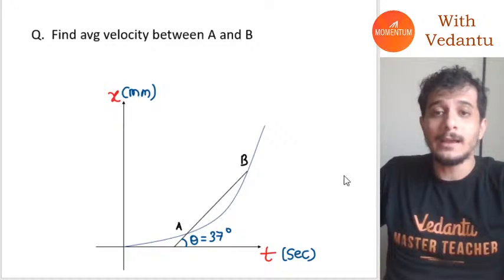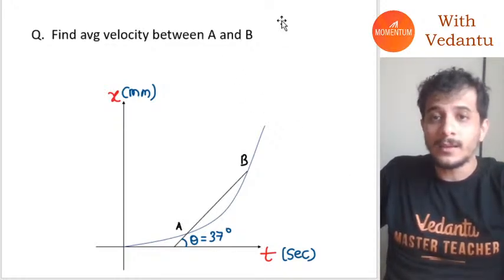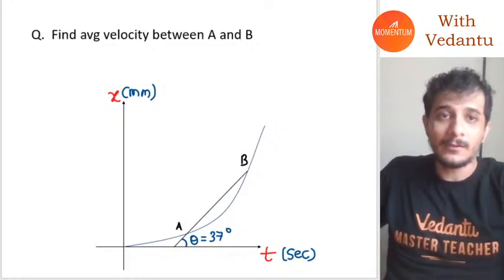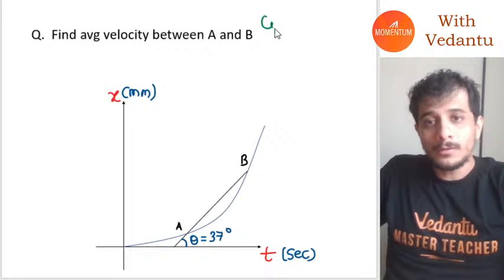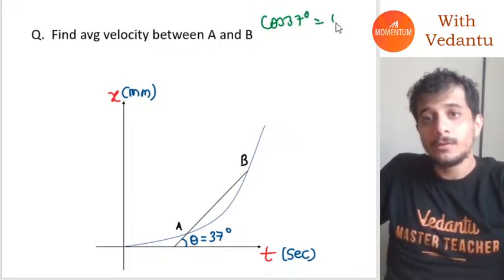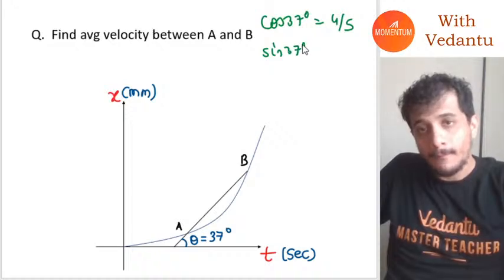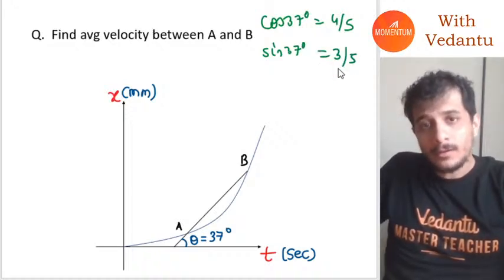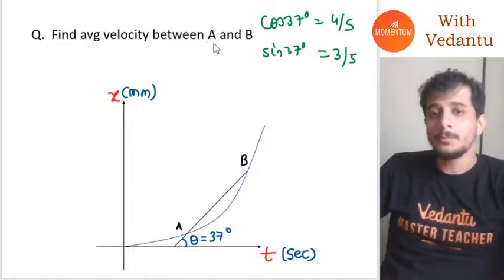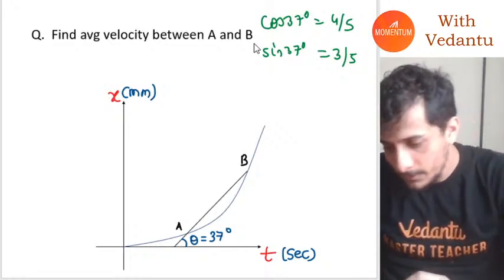I have to find the average velocity between the points A and B. And this is 37 degrees. Now I don't know if you know, but cos 37 is 4 by 5, and sine 37 is 3 by 5. Based on this, try to tell me the average velocity between the points A and B.